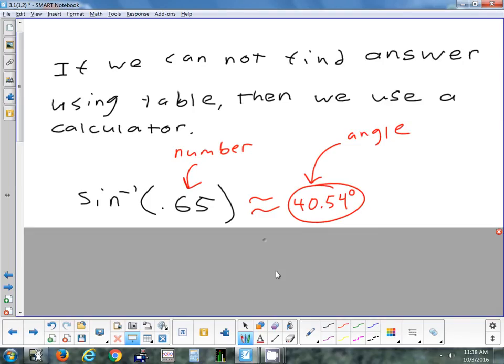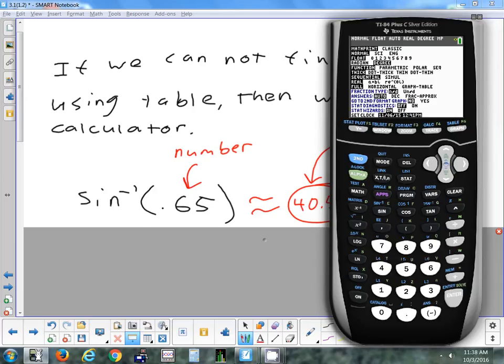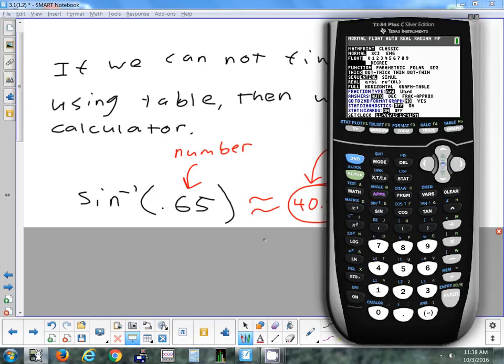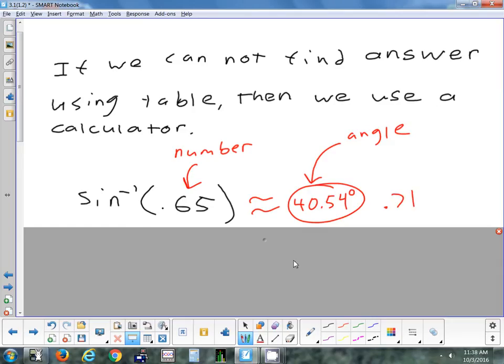If you're in radians, you just type in the same thing. You don't have to change anything other than your mode. About 0.71 radians. Do I need to put RAD on that? No, but I do need to put the degree symbol on the degrees answer.